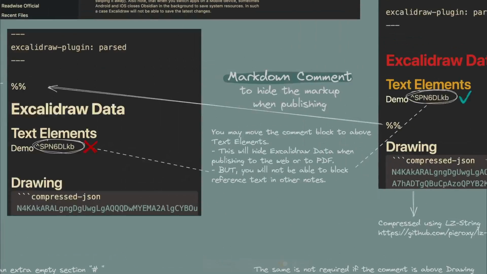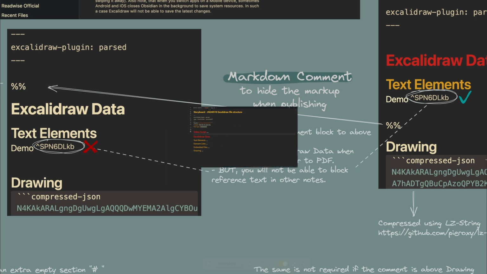The other feature we need to talk about is the Markdown comment. By default, the drawing section is commented out to avoid it showing up in reading mode and when exporting to PDF or to the web. You may move the comment to the line right before Excalidraw Data. This way, Excalidraw Data will also be hidden in exports.